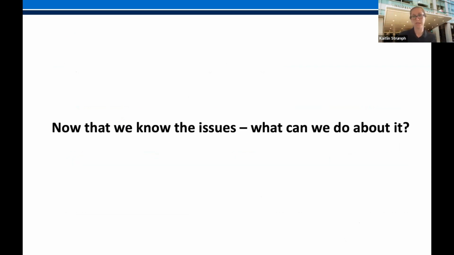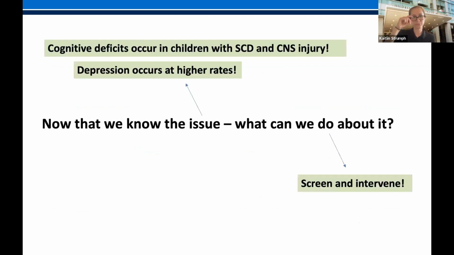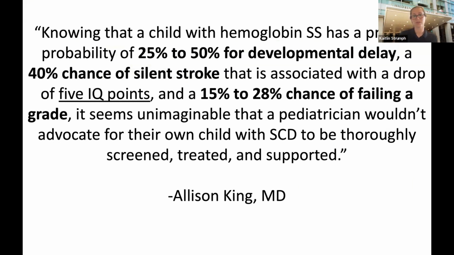All right, so now that we know the issues, what can we potentially do about it? Cognitive deficits occur in children with sickle cell disease and CNS injury, and depression occurs at higher rates. So what can we do about it? I think the biggest thing is really to screen and intervene when you can. This was just a quote from an op-ed that Allison King put out. She's a sickle cell doctor who does a lot of research on neurocognitive deficits.